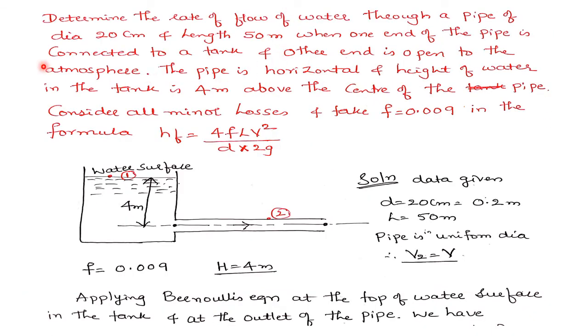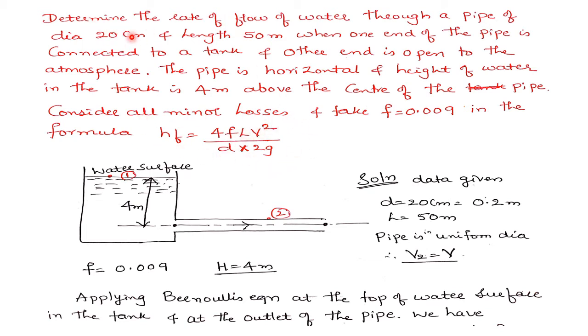So next problem: determine the rate of flow of water through a pipe of diameter 20 centimeter and length 50 meter, when one end of the pipe is connected to a tank and the other end is open to the atmosphere. The pipe is horizontal and the height of water in the tank is 4 meter above the center of the pipe. Consider all the minor losses and take the coefficient of friction, that is f, as 0.009, in the formula hf is given by 4fLV square divided by D into 2g.